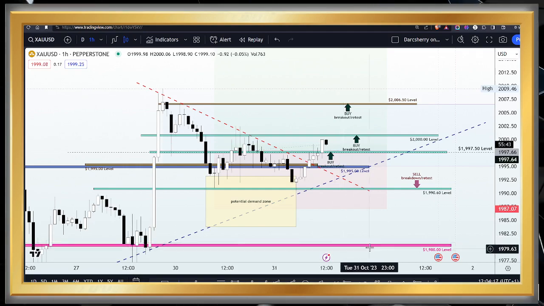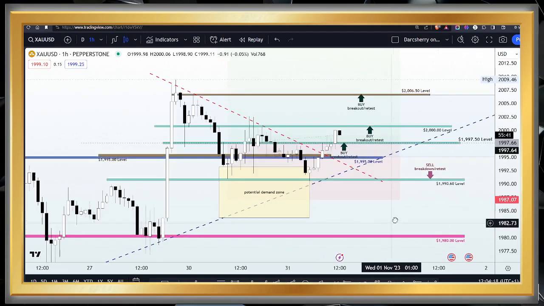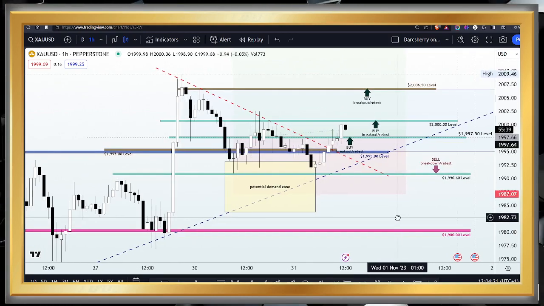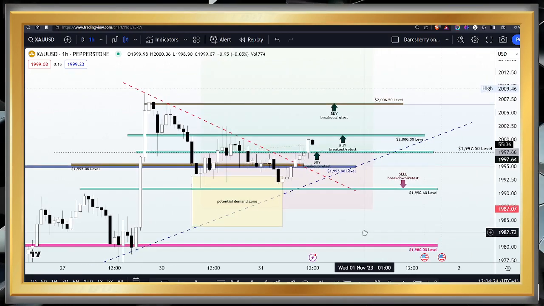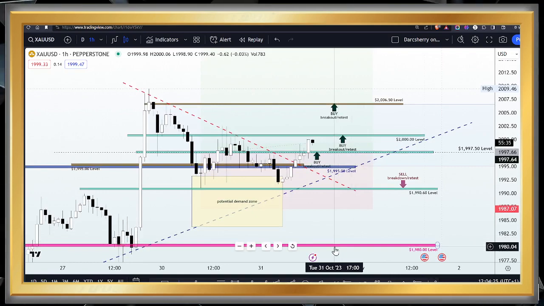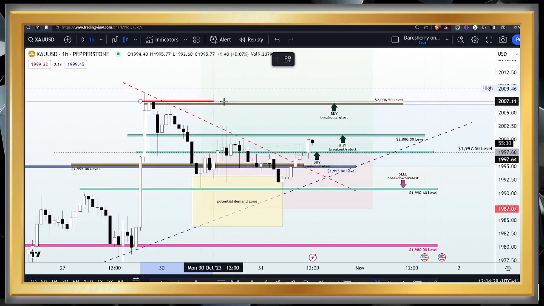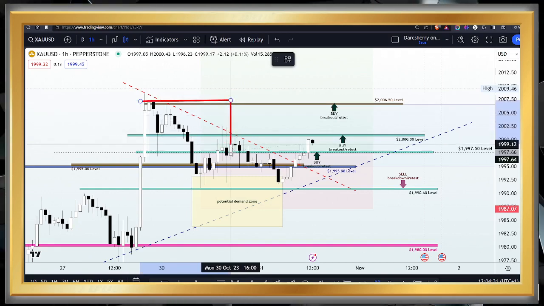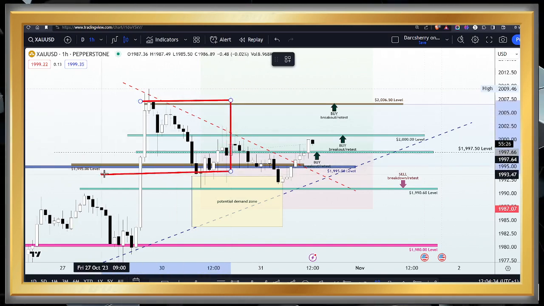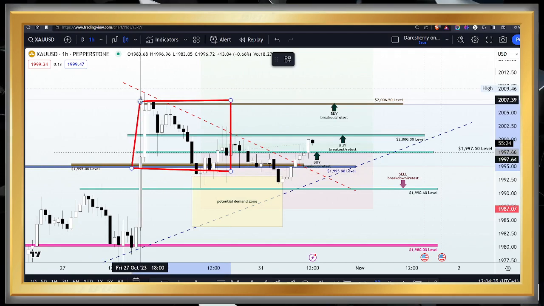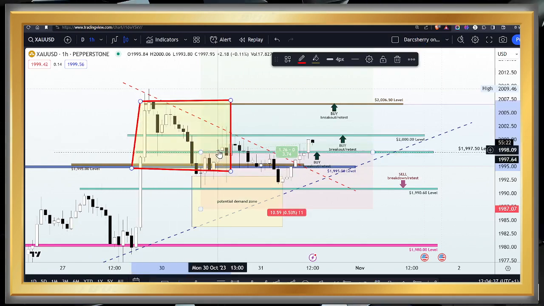Now, at the beginning of this week, it was quite clear that the market was consolidating. Initially, we saw price confined within a range between the $2,006.50 level and the $1,995 area, to emphasize some level of indecision at that point.